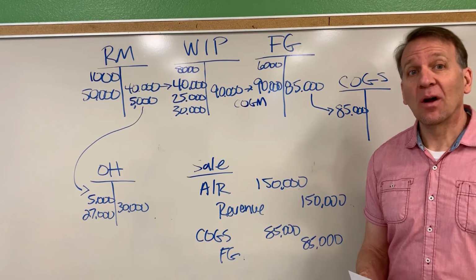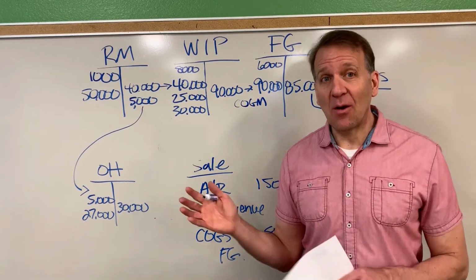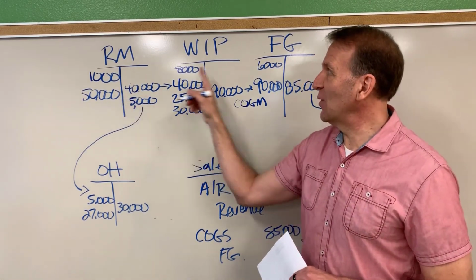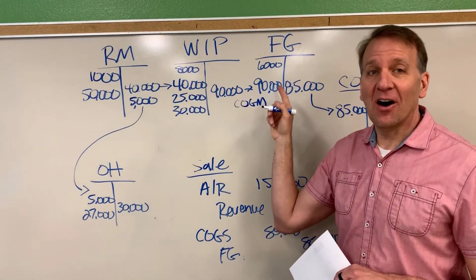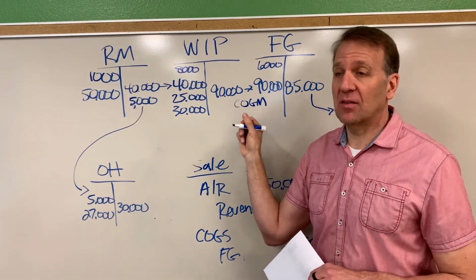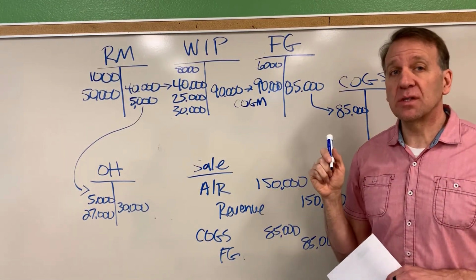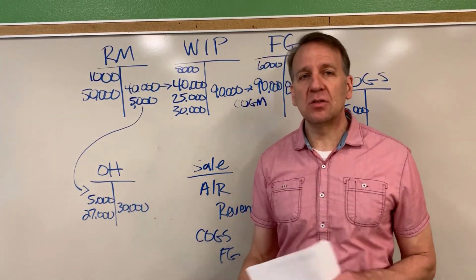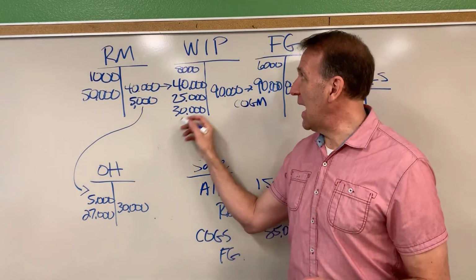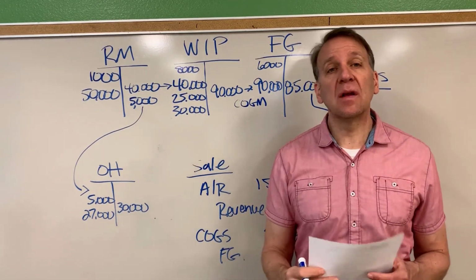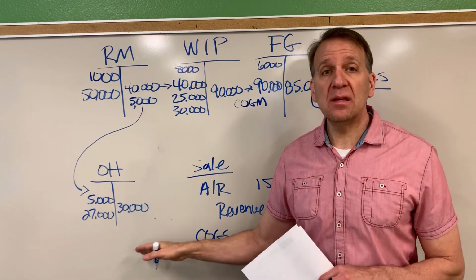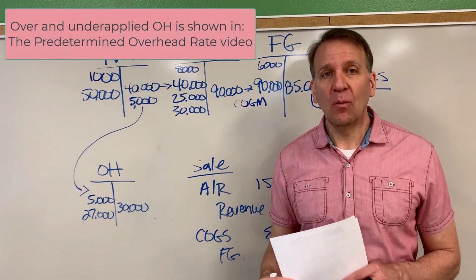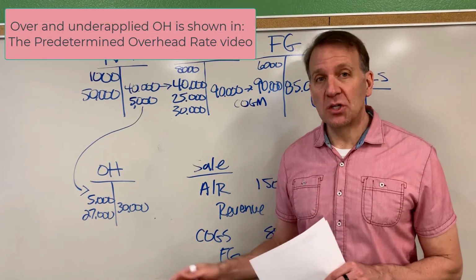All right, well class, I hope you now understand these journal entries. Let me just remind you, raw materials, work in process, finished goods are inventory accounts, they're assets. Cost of goods sold is the expense. Overhead is just a temporary type account that we're using to track the actual costs and allocate the costs into work in process. This account would need to be zeroed out at the end of the period. And in the previous video, where we go over predetermined overhead, we show how we do that.